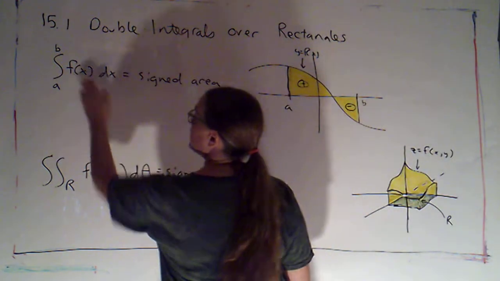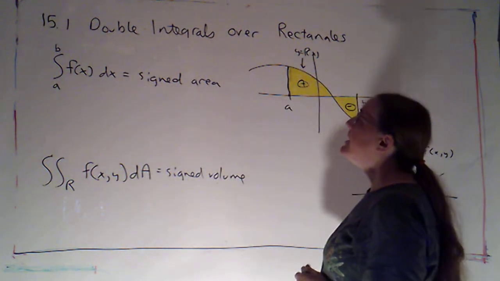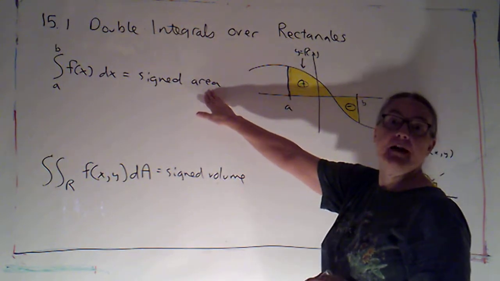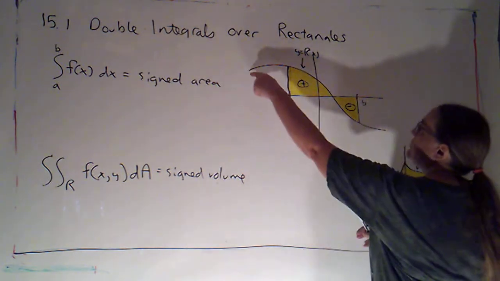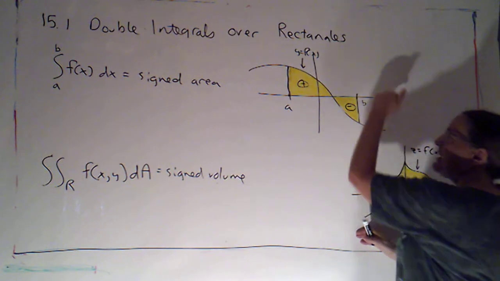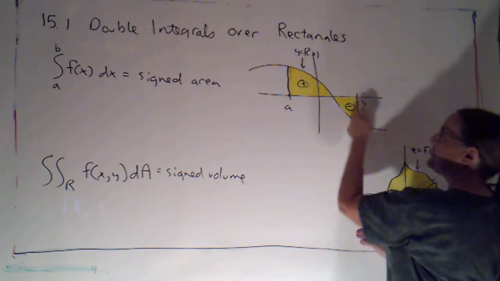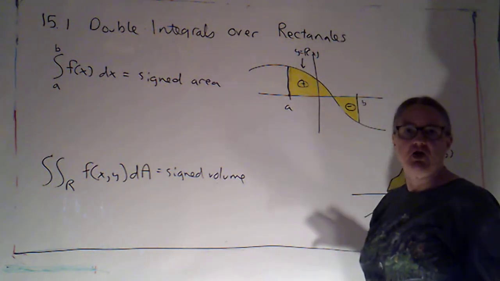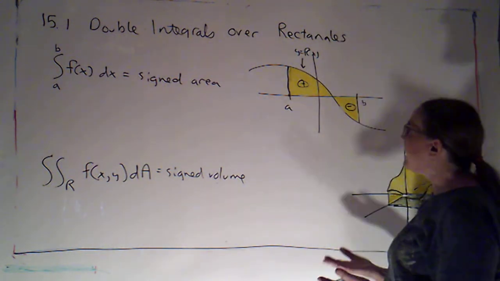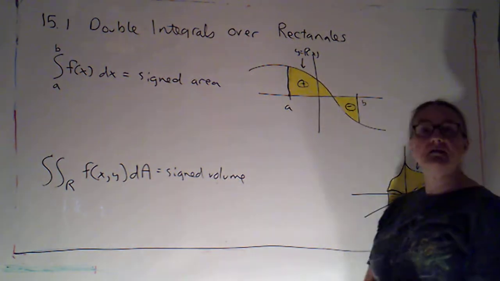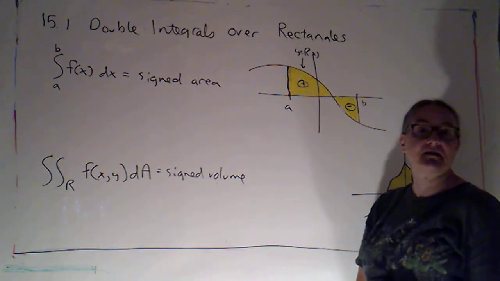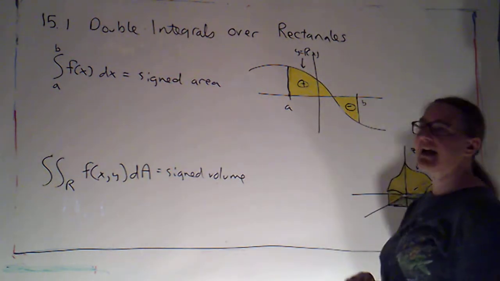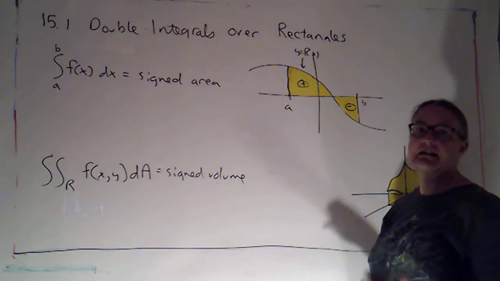So if f of x is a real valued function of one variable, the integral from a to b of f of x dx represents a signed area. That's the signed area between the graph of f of x and the x-axis over this interval from a to b. We think of f of x as being like our height function, and the rule is when the height is positive, so that the area lies above the x-axis, we count it as positive. When the height is negative, so that the area lies below the x-axis, we count that as negative signed area.